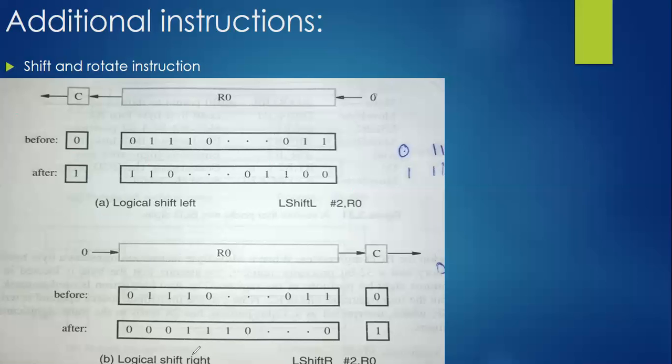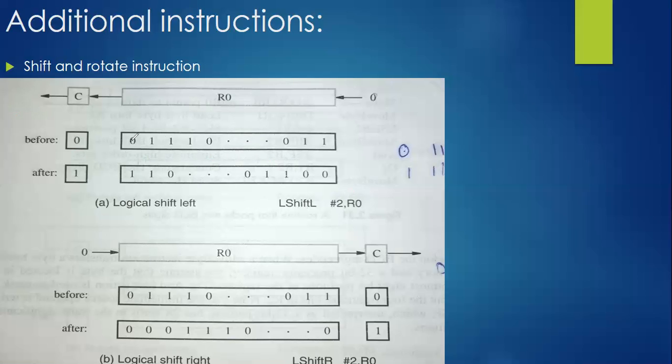Here, logical shift right is the opposite, the mirror of this. Carry will be here, R0 will be here, then 0 will be stuffed from this location. Before the shift, the values are the same. You may ask, will the result of logical shift left hash 2 comma R0 be the same as logical shift right hash 2 comma R0? No, it is not the same.